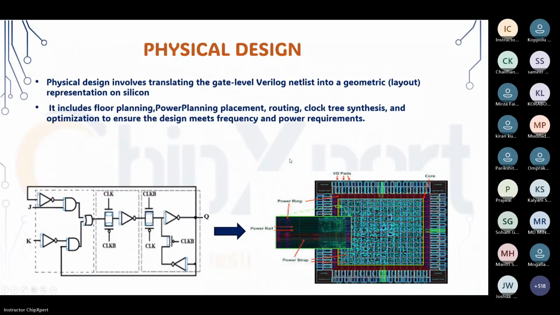Okay. So it includes floor planning, power planning, and placement, and clock tree analysis and routing. All these are the processes that make up the physical design flow. All this gate level will be converted into a real-time layout of how the chip is actually going to be printed, or how it is going to be fabricated.